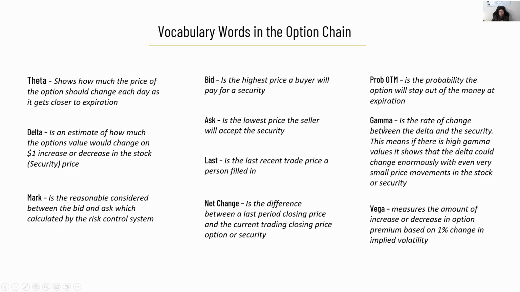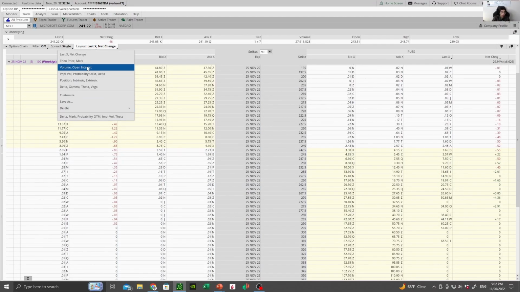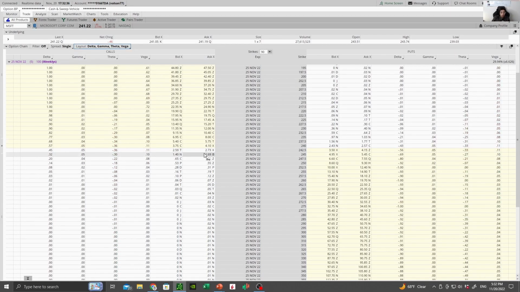Gamma is the rate of change of the delta relative to the security, which is the stock. This means if there's a high gamma value, the delta could change enormously with even very small price movements in the stock or security. So what does this mean? Let me show you. If I go to gamma, right now at this strike price, it shows that the delta is 32 cents. So if the stock moves up tomorrow by $1, this contract would be worth 32 cents more.